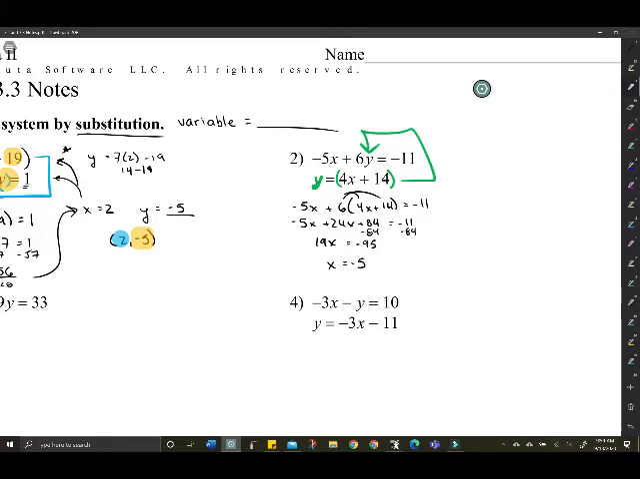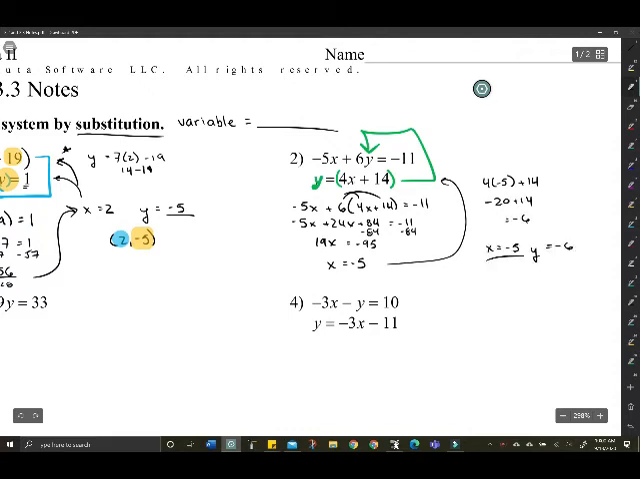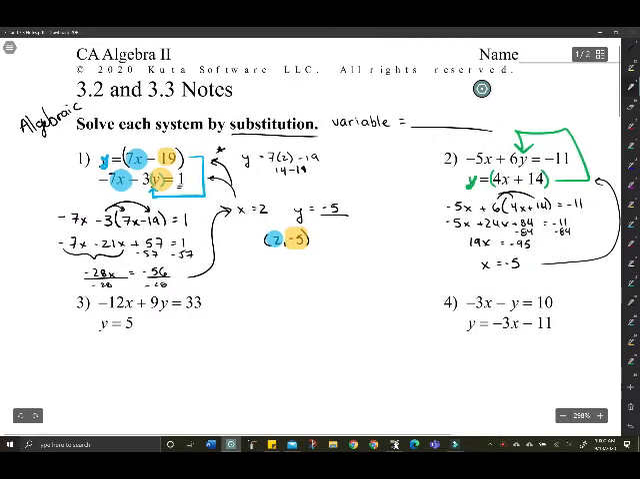Going to need to plug it back in. Going to use the second equation. 4 times negative 5 plus 14 is going to be negative 20 plus 14, which is negative 6. x equals negative 5, y equals negative 6. Hopefully you're getting the hang of it here then.